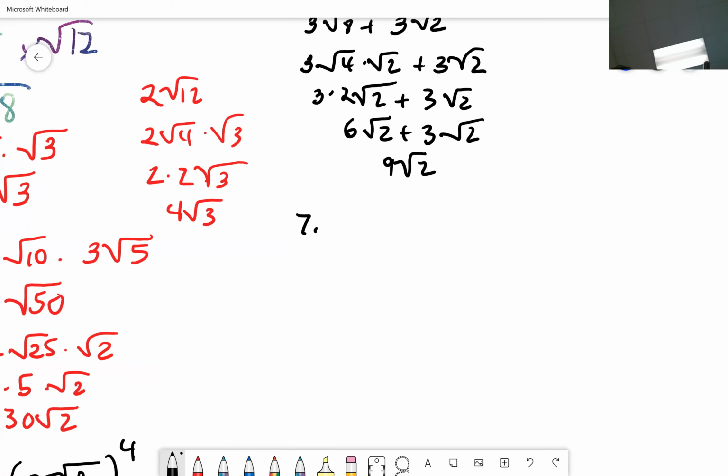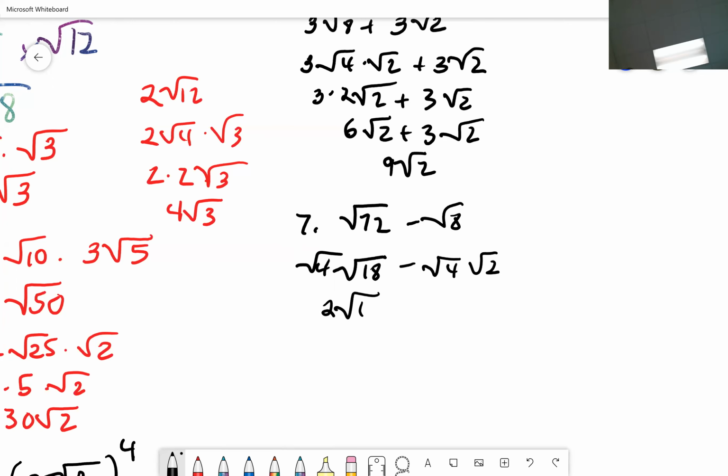All right. What about square root of 72 minus the square root of 8? Well, I guess you can break down square root of 72 as square root of 4 times the square root of 18 if you were clever. And then this one becomes square root of 4 times the square root of 2. So this one is square root of 2 times square root of 18 minus square root of 4 times square root of 2.